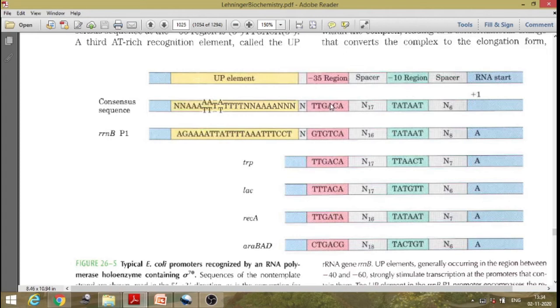However, these sequences are not identical for all bacterial promoters. Bacteria have a number of genes, and all genes have promoter regions, but the sequences are not identical for all bacterial promoters. But the nucleotides at the minus 10 and minus 35 regions form a consensus sequence. The consensus sequence at the minus 10 region is TATAAT, that is the Tata box, and at minus 35 it is TTGACA.